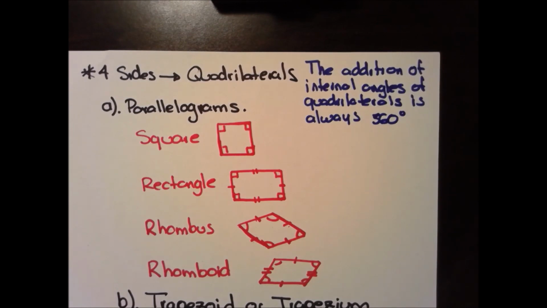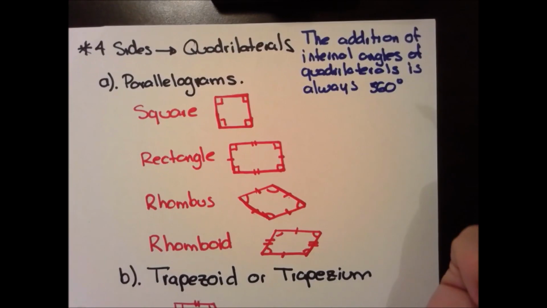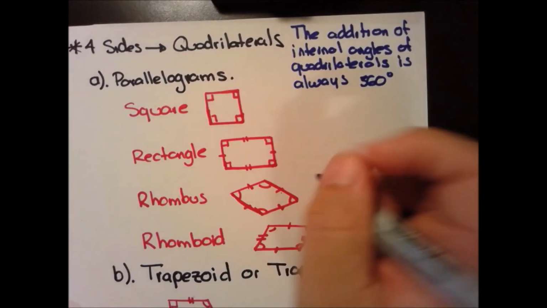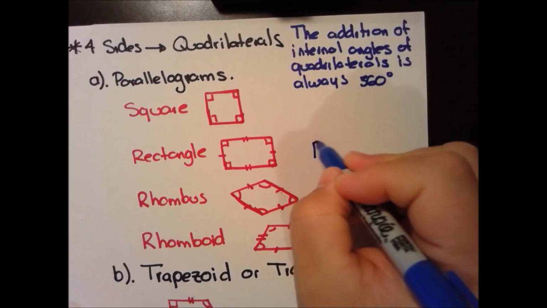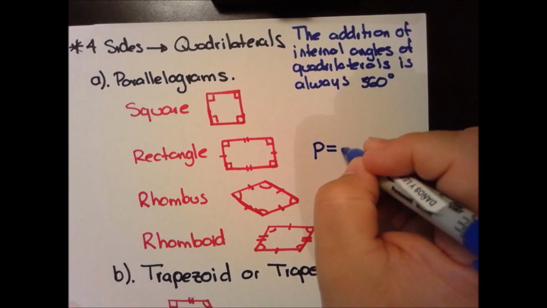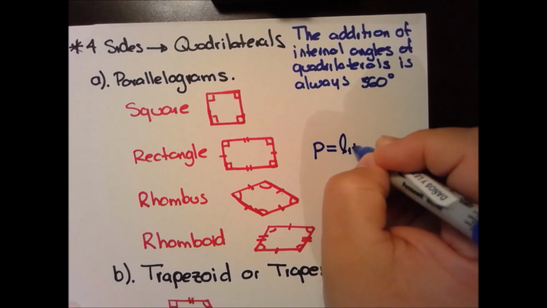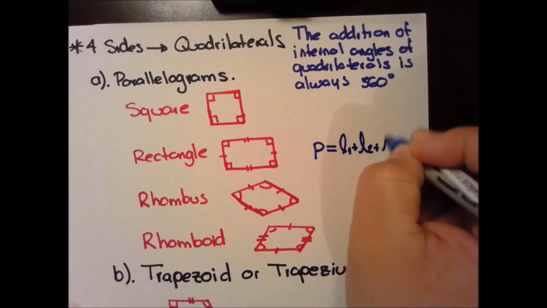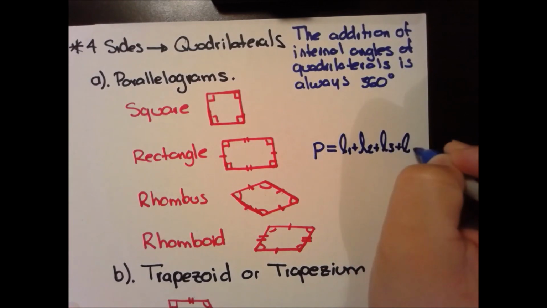And finally, what are the formulas to calculate perimeters and areas? In that case, the perimeter for the parallelograms is very easy. Just add side 1, side 2, side 3, and side 4.